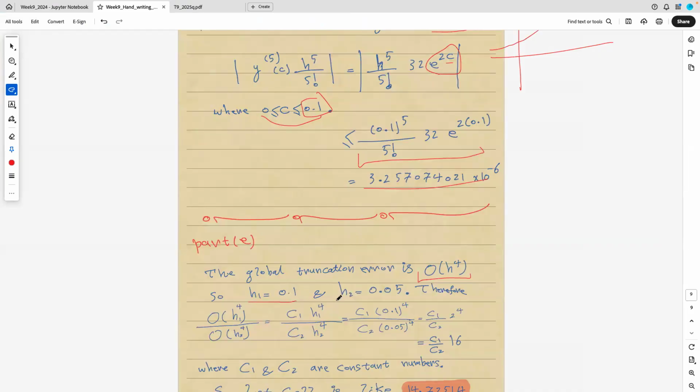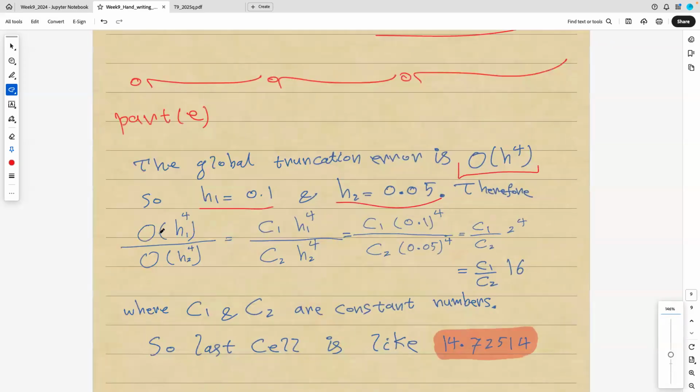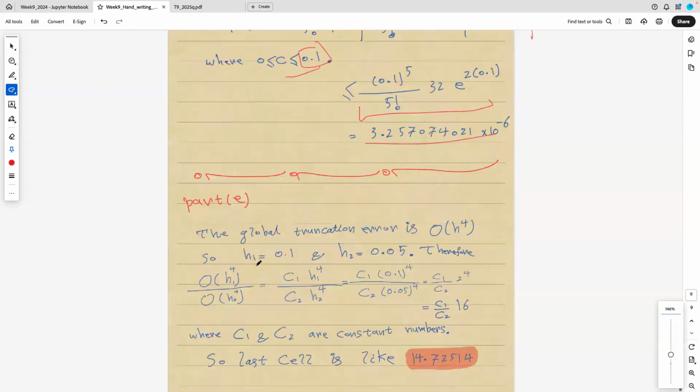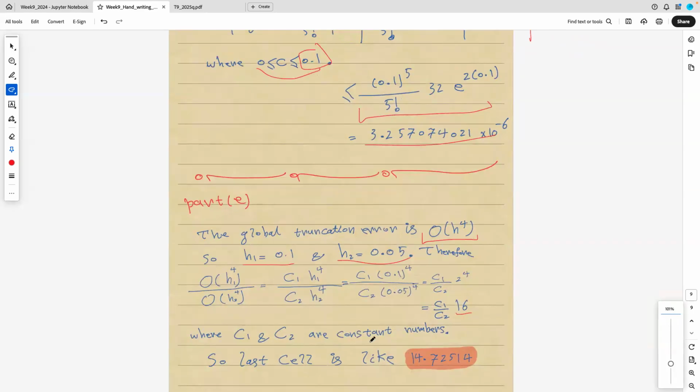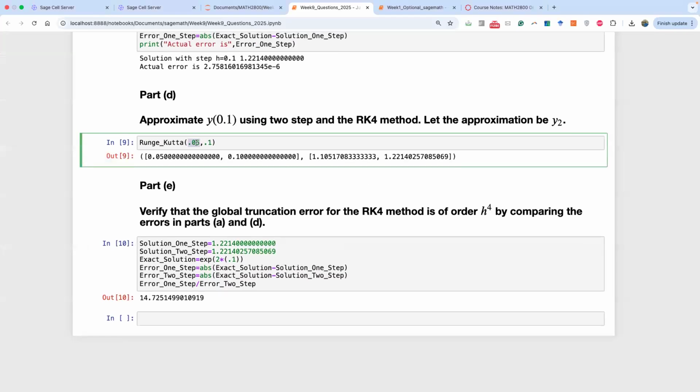Okay, so for h of 1/10 and h2 of 0.05, we should get this one. This is well explained here, nothing to be worried about. It's C1 times h1 to the power 4, and something times h2 to the power 4. So it will be C1, C2, and 2 to the power 4, with almost cancellation of these things. We expect something like 16. But the one that we will see is 14.72, so closer to 16. Back here, Runge-Kutta with 0.05 is given here.